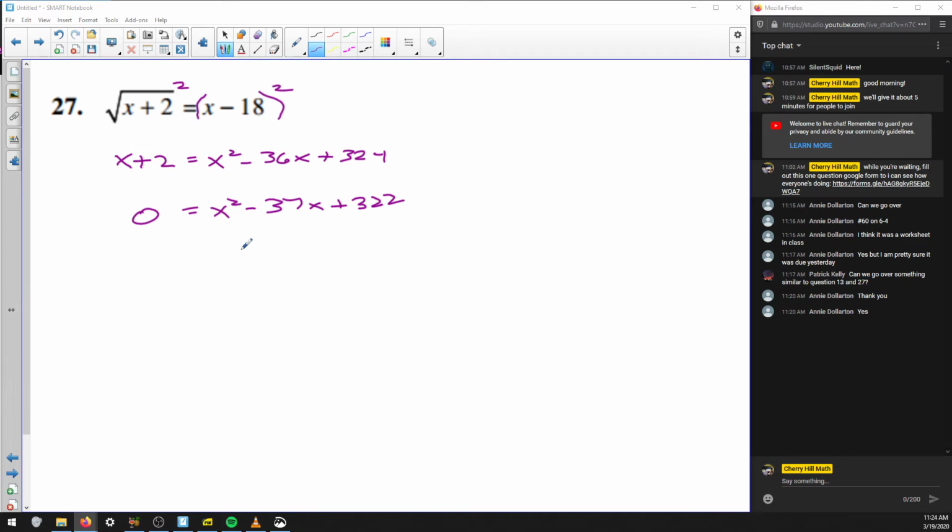So for a problem like this, I'm going to say x minus 14 and x minus 23, because those do multiply back to 322, and if I add up these numbers, I'll get 37, so that looks good. So this one's going to be x equals 14, which is maybe an answer, and this is x equals 23, which is also maybe an answer. So let's just do a quick check.